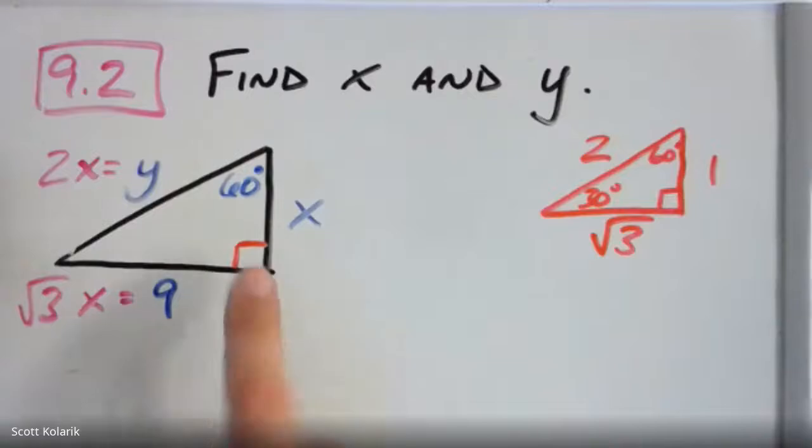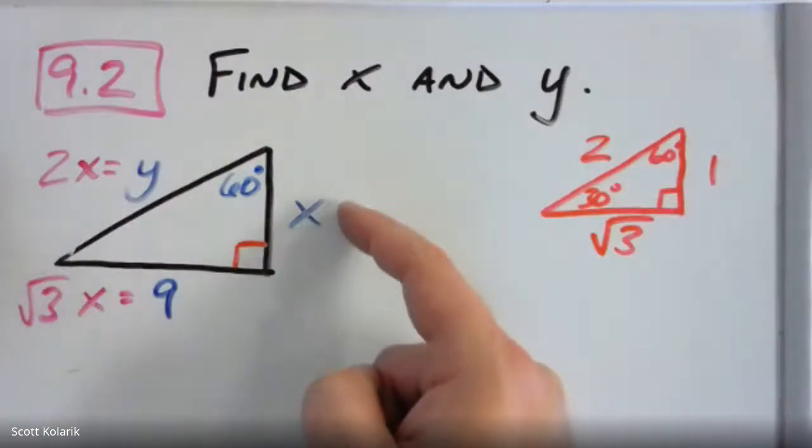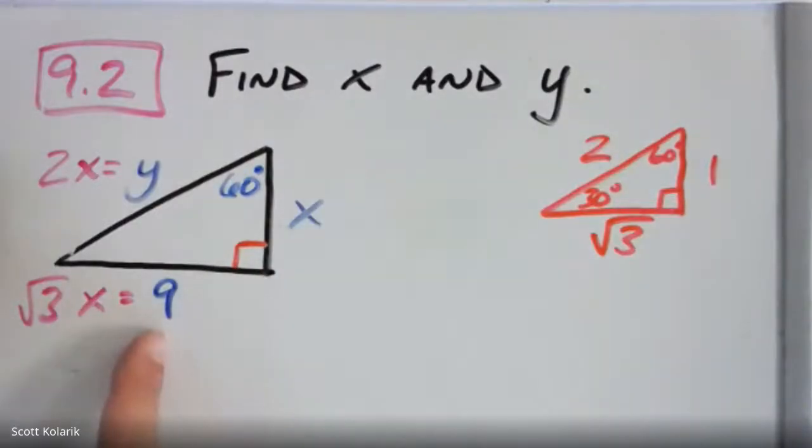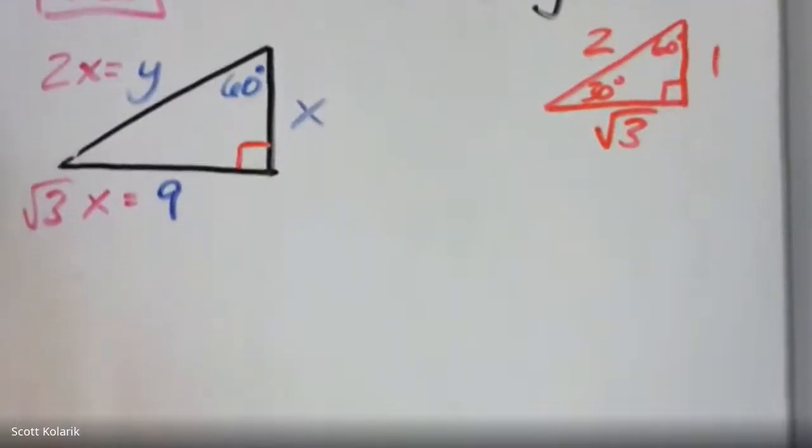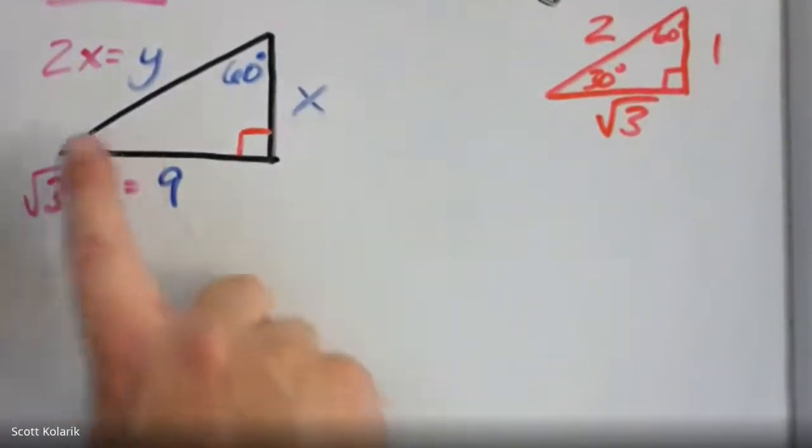And that becomes important because I don't know actually what this length is, but I do know this length. In other words, I can actually solve this equation for x. Let's do that right now. And that will end up being used for solving the other unknown side.